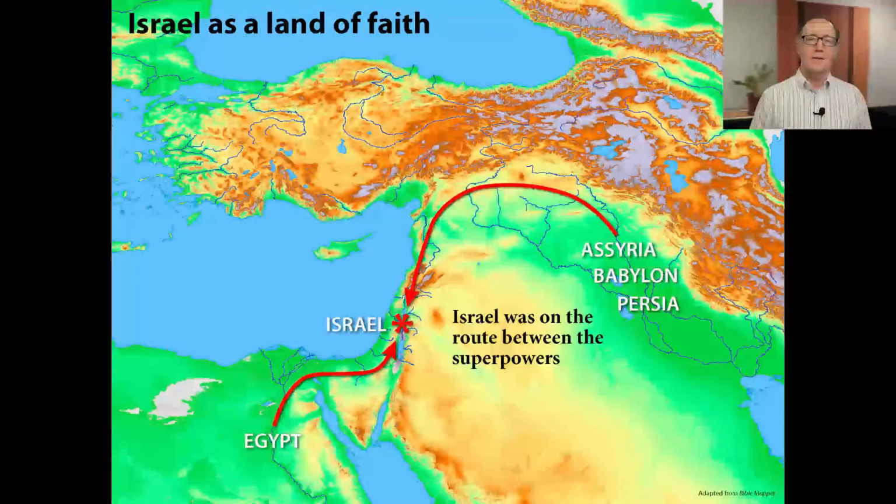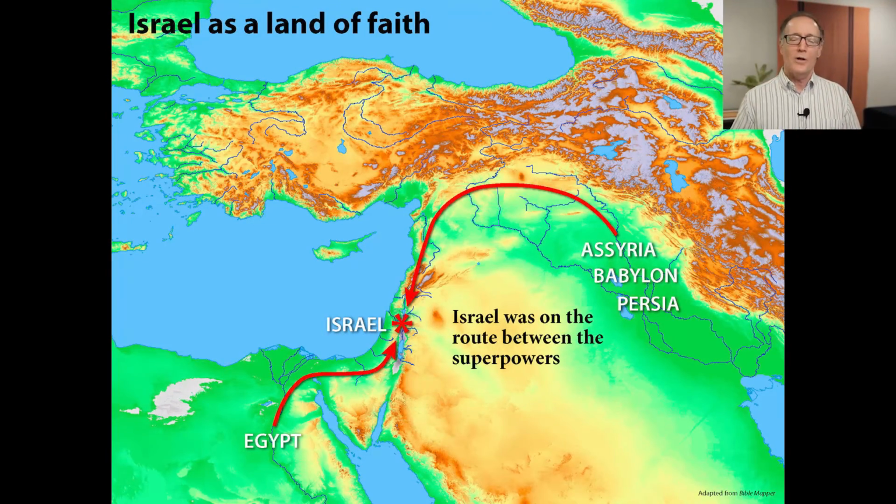As we've mentioned, Israel is on the highway between the great superpowers of the ancient world. And the problem is, when you live on the highway, unless you're protected and unless you know how to avoid the traffic, you're going to get run over. And that's what happened many times in Israel's history.